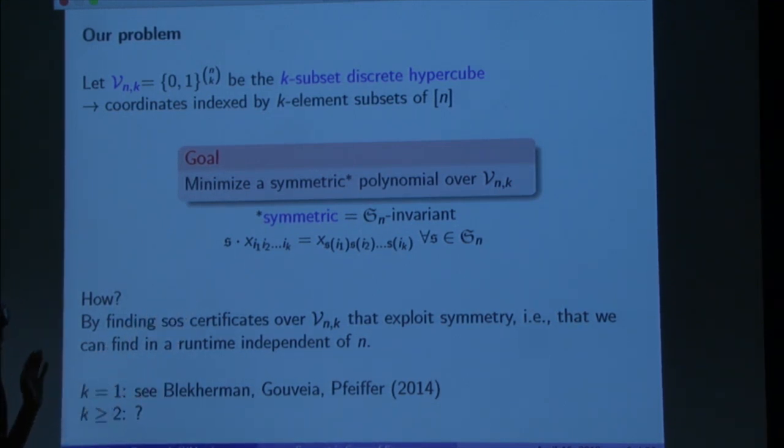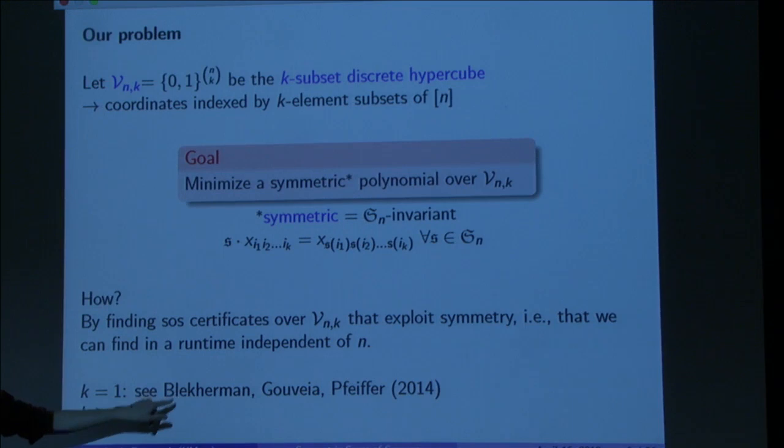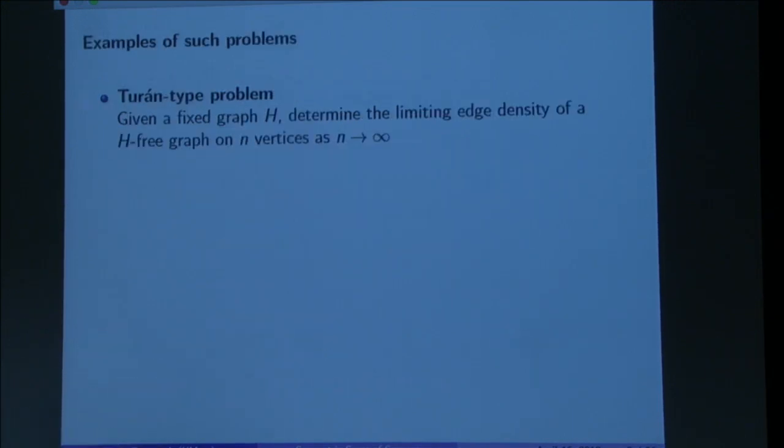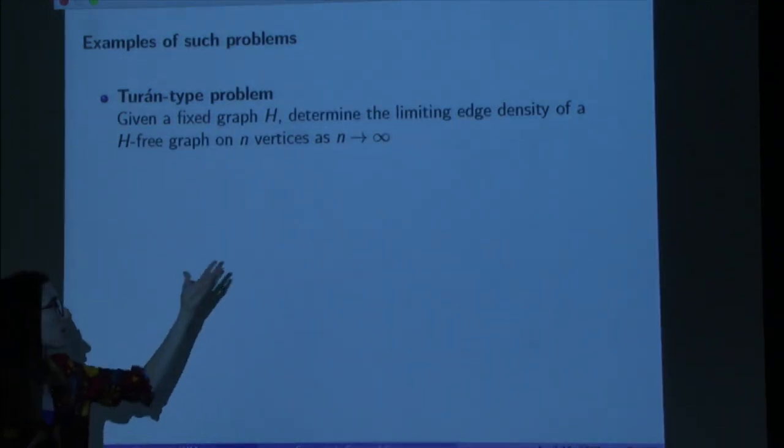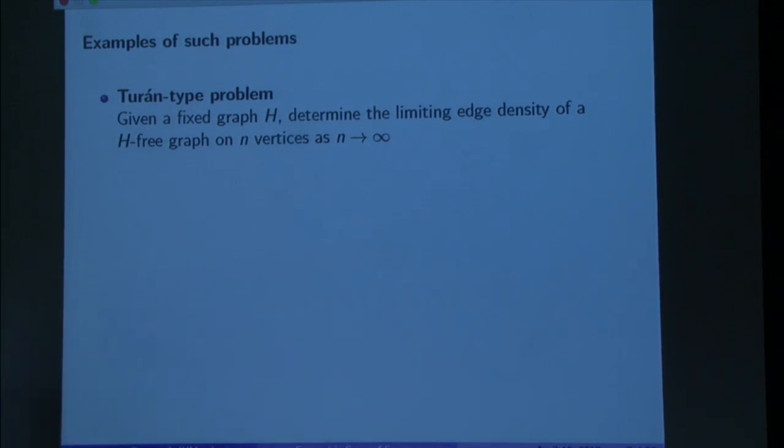So let me give you 2 very straightforward examples, but there are many others. All optimization problems on graphs are symmetric, right? This is for problems on vertices, this is for problems on edges. For example, Turán-type problems are good examples. You're given a fixed graph H, and you want to know what is the maximum edge density of a graph on n vertices that doesn't contain H as a subgraph or as an induced subgraph, you choose. Since this is hard, you might already be happy to say something in the case when the number of vertices goes to infinity. So I'm maximizing the number of edges in my graph. That's a symmetric polynomial.